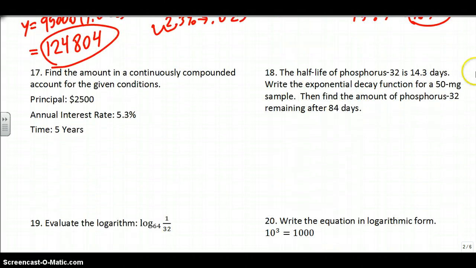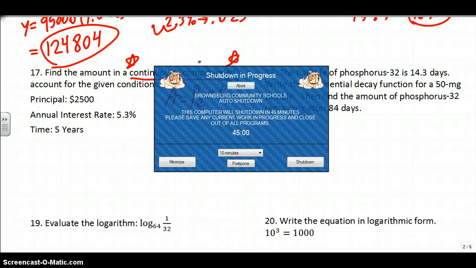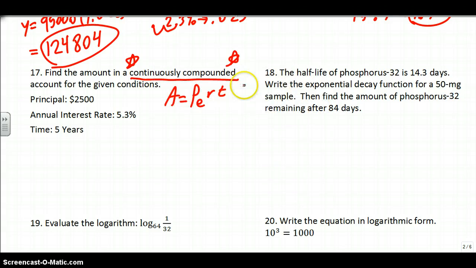17, find the amount of continuously compounded. Whoop, that should be sounding some alarms. Continuously compounded means you're going to be using this formula, A equals P e to the r t. Any of the ones you have continuous compounded, it'll be A equals P e to the r t. Oh, looks like they're trying to shut me down here. Abort. Abort. Why is it not aborting? Okay, there we go. A equals P e to the r t.